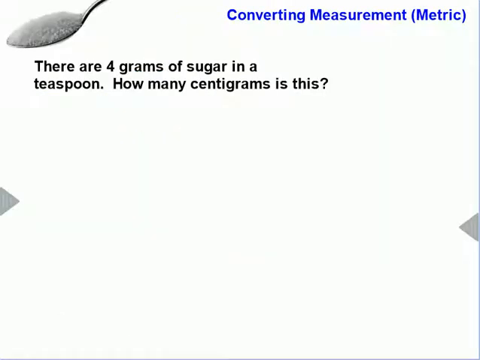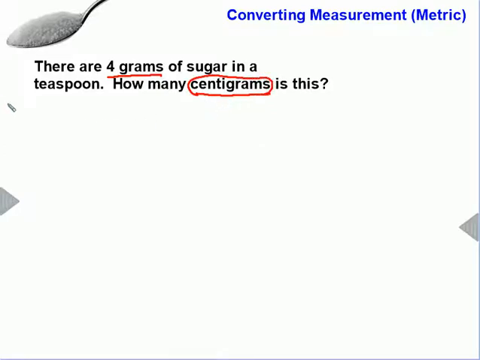Now let's do some conversions using the metric system. The first way we'll do this is going to be just like we did with the U.S. standard units. We're just going to use a proportion. So let's look at our problem. There are 4 grams of sugar in a teaspoon. How many centigrams is this? So we're looking for centigrams.